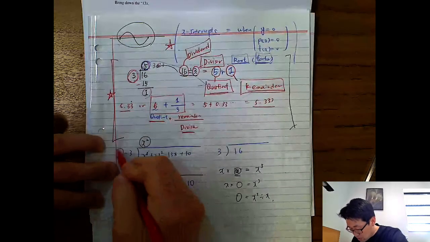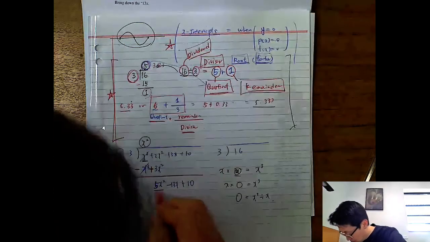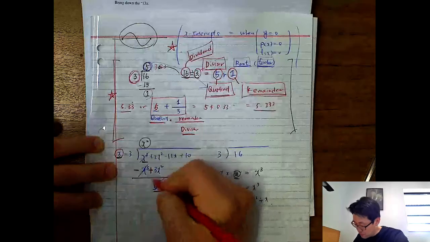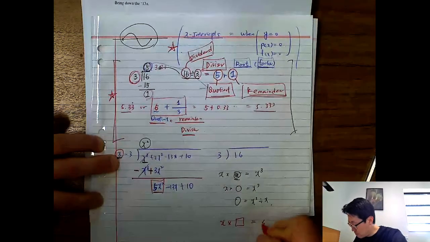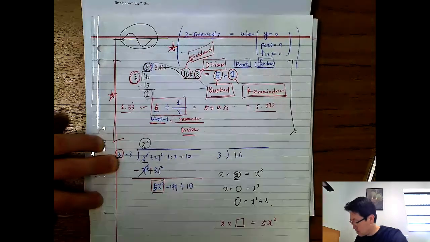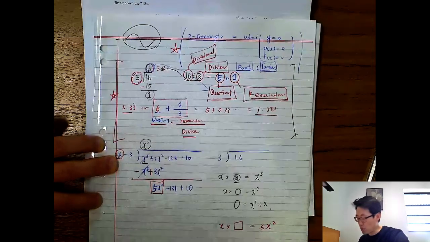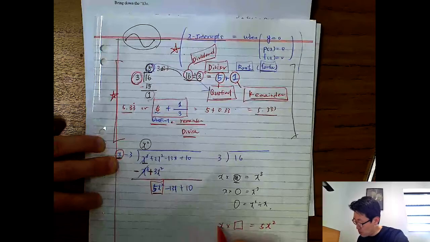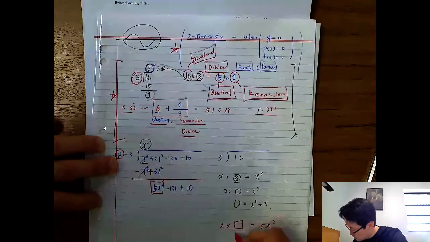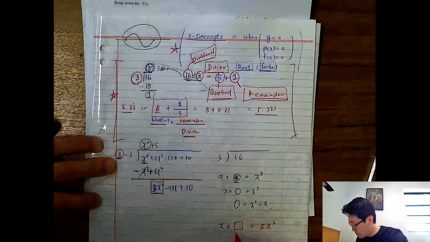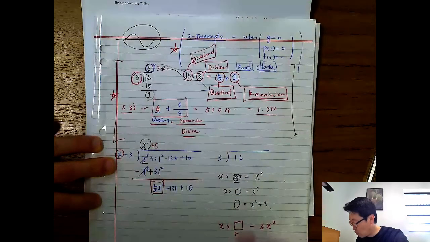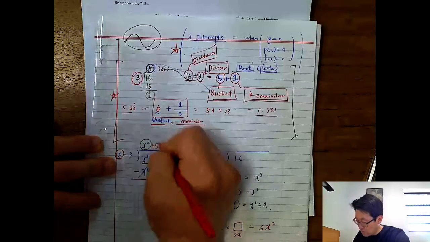First one and another first one. I focus on x times what will give me 5x squared. So I need 5, so plus 5x. Oh, but I still need one more x, isn't it? So 5x.